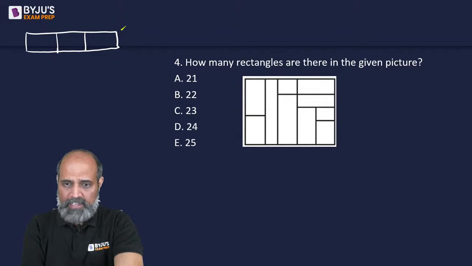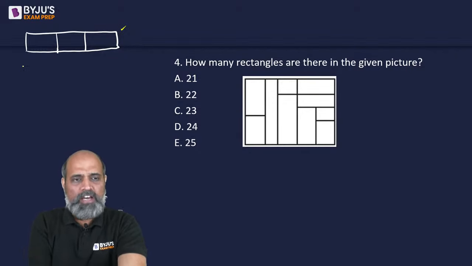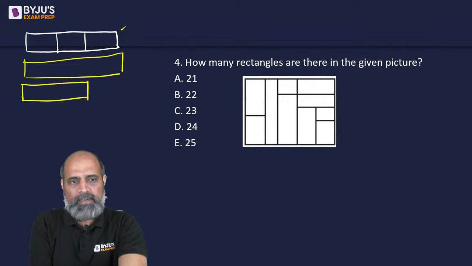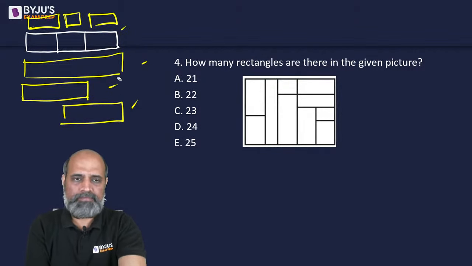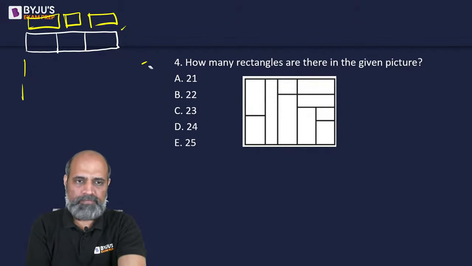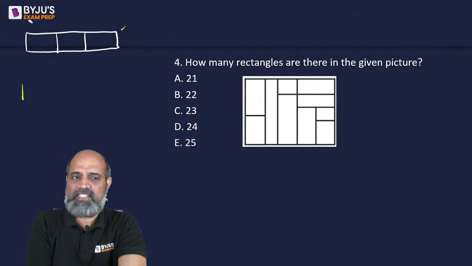Yash says 6, Akash says 6, Amisha says 4. Why 4, Amisha? Amisha, एक तो ये है बड़ा वाला, फिर एक ये है, फिर एक ये है, and then you have got 3 small ones. 1, 2, 3, 6 है ना, Amisha? So there are 6 rectangles here.